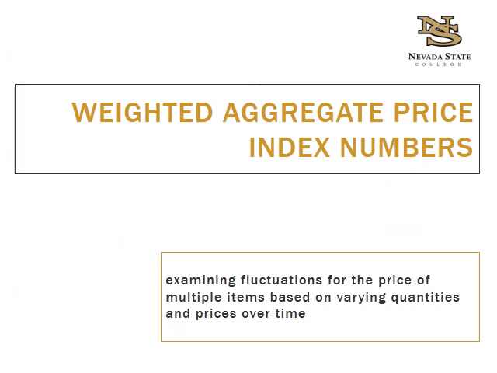So now let's shift our focus to a situation where we're not just looking at a single item. We want to assess fluctuations in the price for multiple items across time. Now I'm going to start with just the aggregate price index and a really quick overview of that, but then we'll focus more on the weighted aggregate price index numbers that not only control for changes in the price, but also changes in quantities across time.